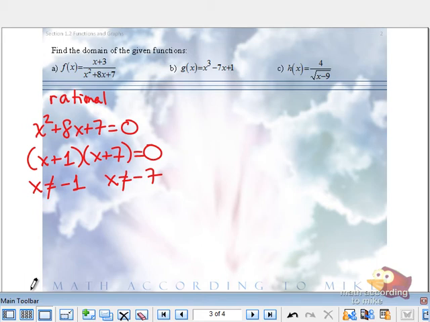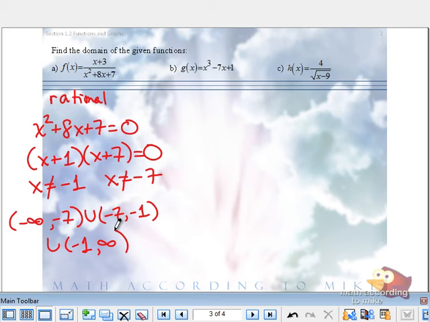Now for me, leave your answer like that. If you want to be fancy, pinky out. Negative infinity to negative 7, union, negative 7 to negative 1, union, negative 1 to infinity. How much fun was that? Not at all. Leave your answer like this. I'm totally fine with that. The book, on the other hand, is going to write this. Too rich for my blood. Good to go. Questions on part A.